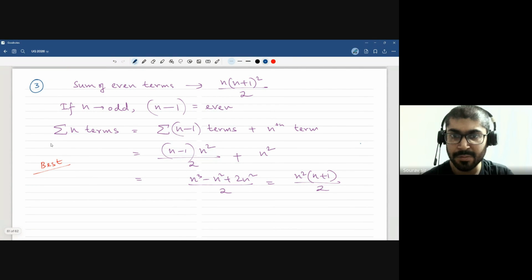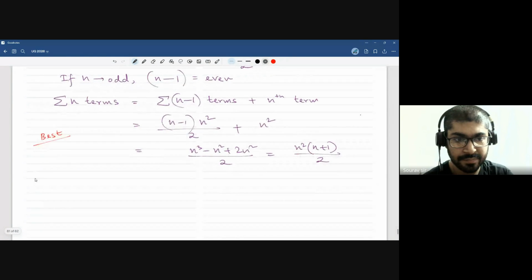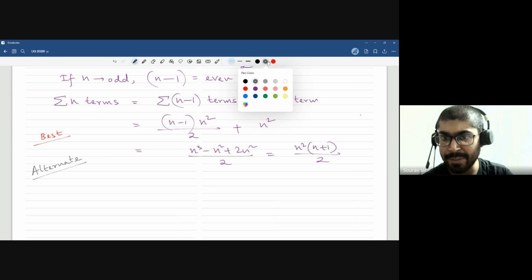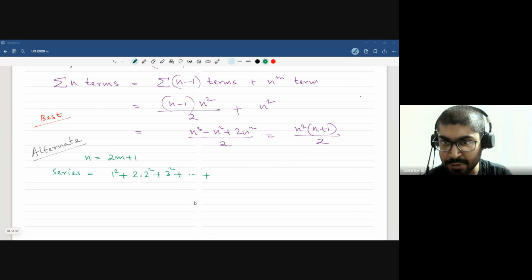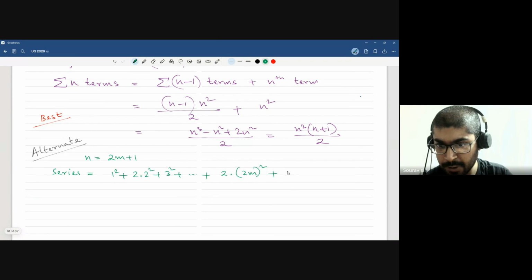All right, but now let us try the alternate solution. A bit expanded. So in the alternate solution, let us take n equal to 2m plus 1 because this is odd. Then what are you getting? You are getting the series as 1 square plus 2 into 2 square plus 3 square plus dot dot dot plus, let us write the last few terms, that is 2 into 2m whole square plus 2m plus 1 whole square, right?